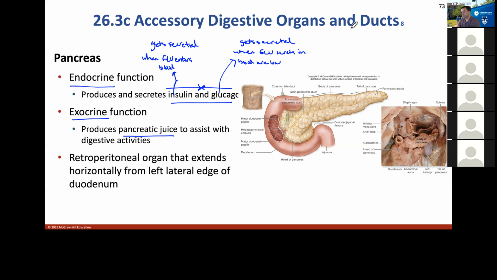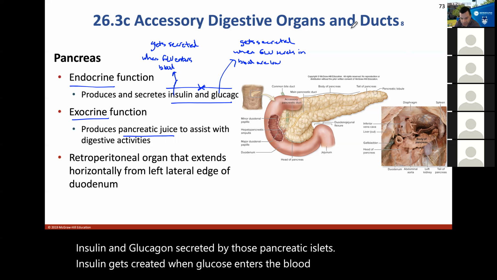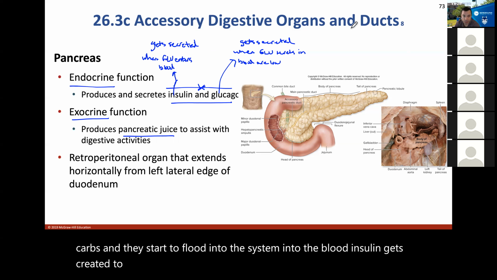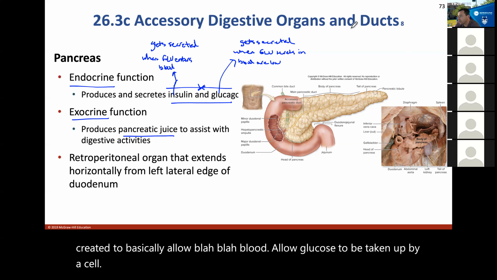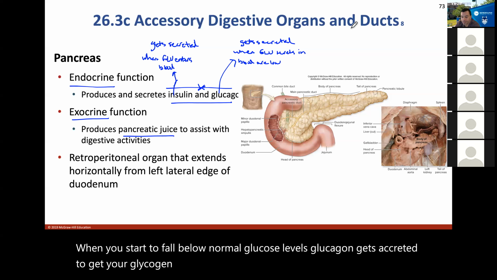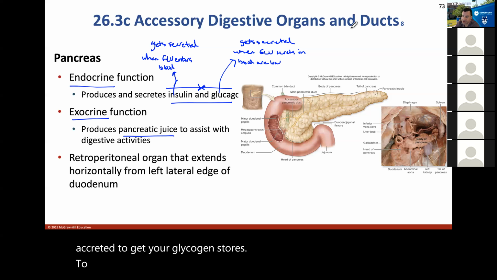Insulin and glucagon are secreted by those pancreatic islets. Insulin gets secreted when glucose enters the blood. So after you eat some carbs and they start to flood into the blood, insulin gets secreted to basically allow glucose to be taken up by a cell. When you start to fall below normal glucose levels, glucagon gets secreted to get your glycogen stores to break down. Glycogen is the storage form of glucose in our body.